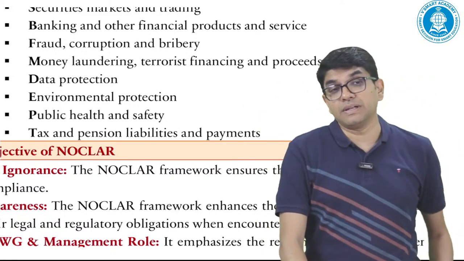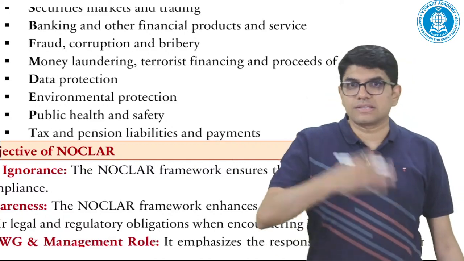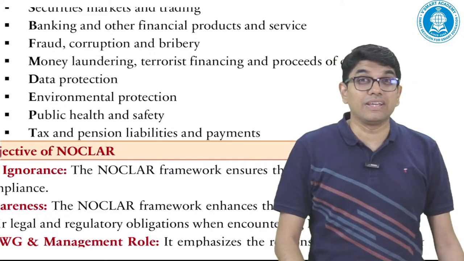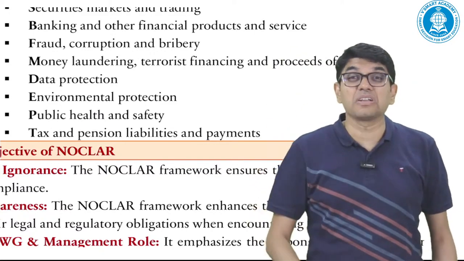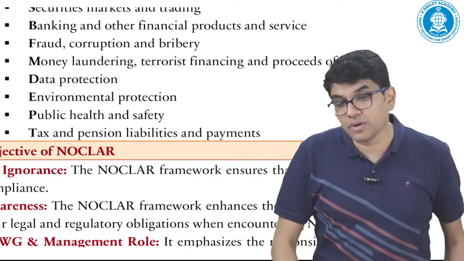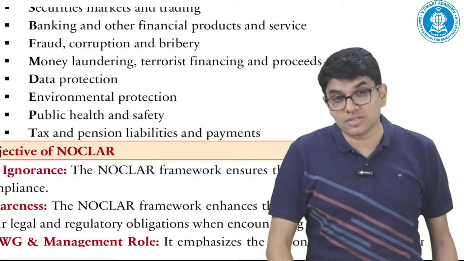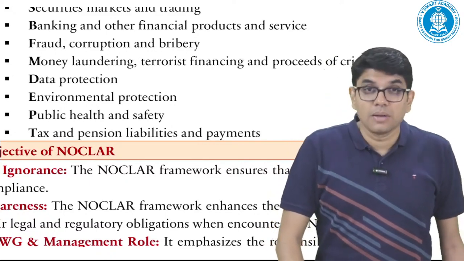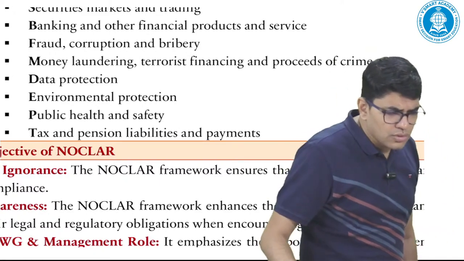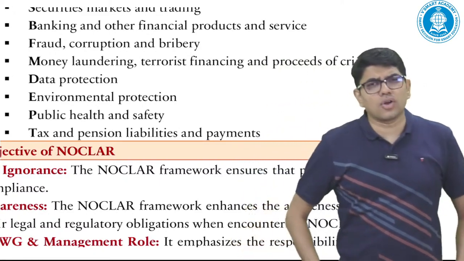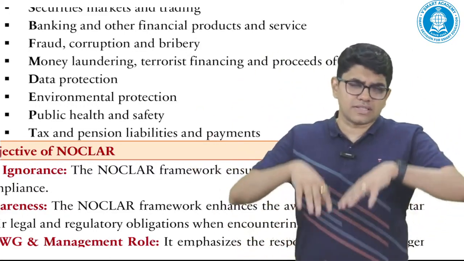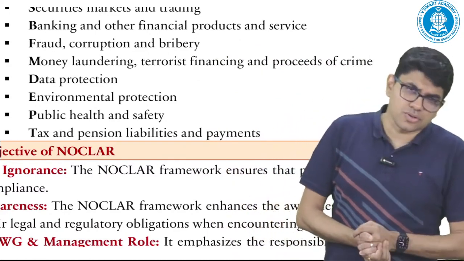Then department, DEPT, data protection. So recently India has a new law, and if there is a leak of data, a penalty of up to 100 crores or maybe more can be applied. So you may come across breach of data protection laws, environmental protection laws, public health and safety laws, tax and pension liabilities and payments. So chartered accountants may come across non-compliance in different types of laws. These are some of the examples.